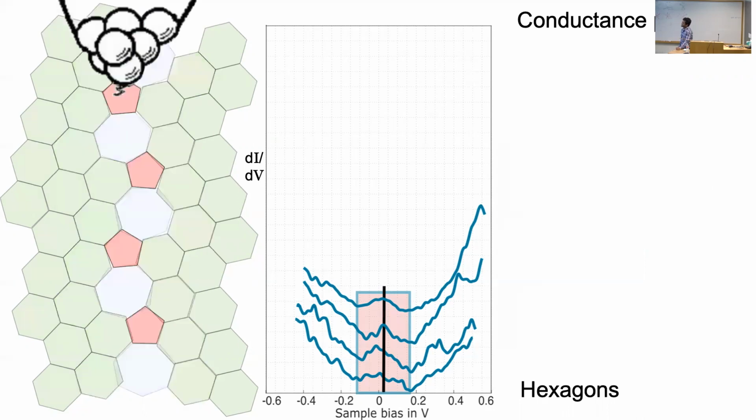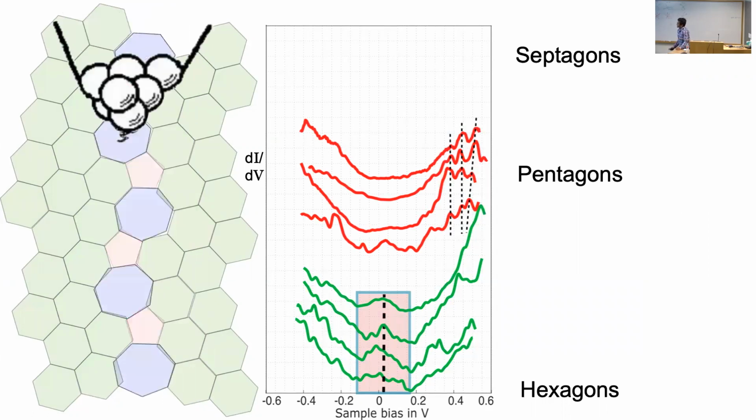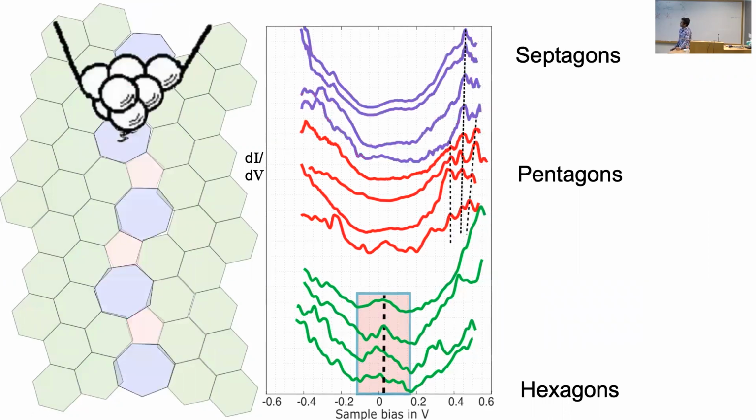Now, as we move down into the pentagon, we find out that the 0 bias states disappear. And instead of that, there are these other states that come into existence around 0.4 volts. And let's probe into the septagons. When we probe into the septagon, it seems like septagons have a different structure where it has only a single peak around the 0.4 volts.